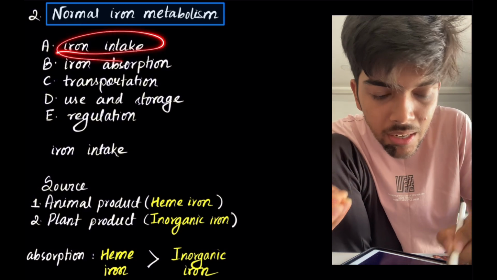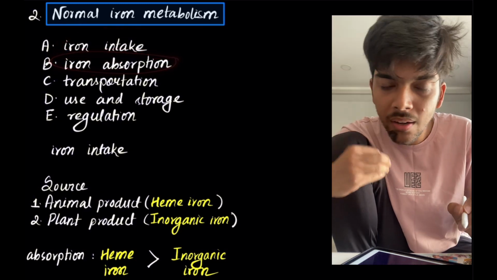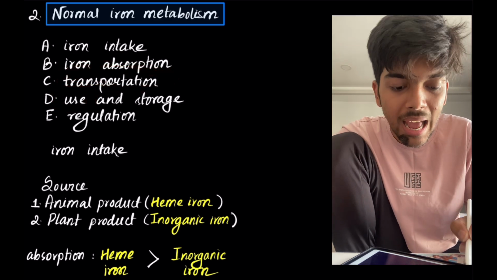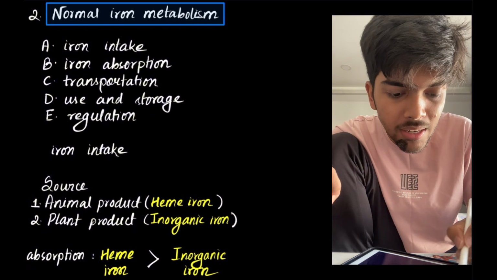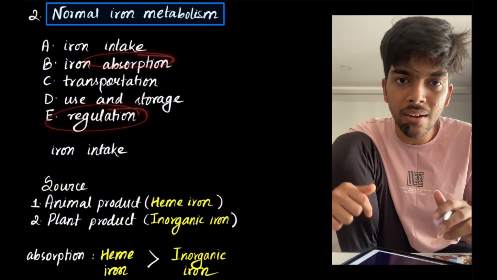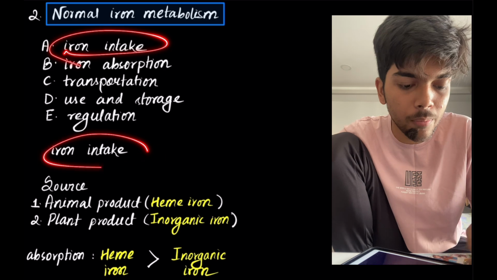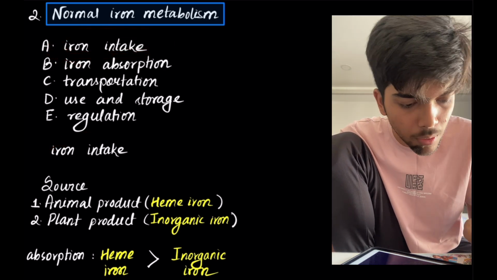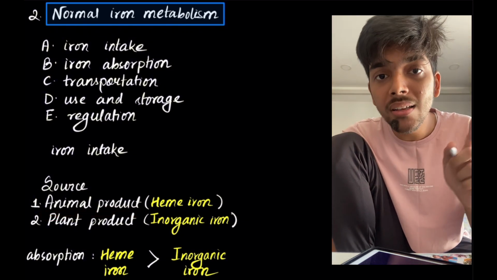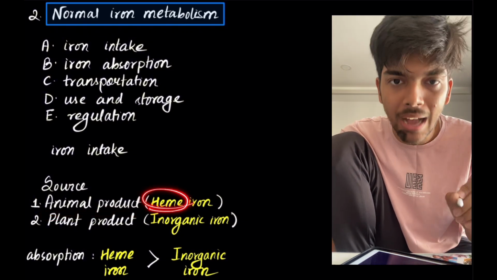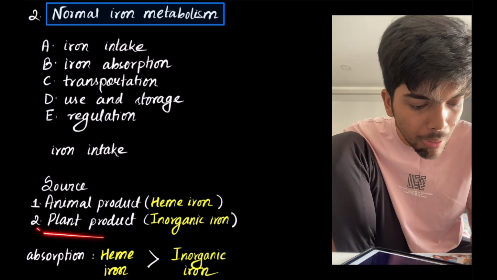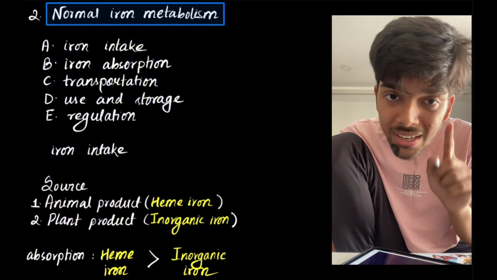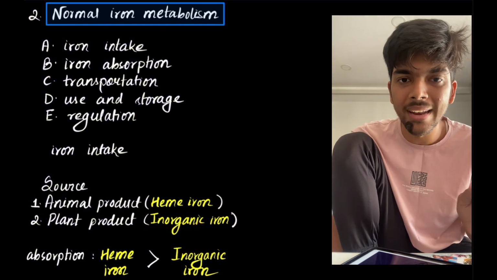First, iron is taken in, then it gets absorbed in the gut, then it gets transported through blood to different parts of the body where it gets used, and then the excess gets stored, and finally the process of absorption is regulated. First, iron intake. So there are two different sources of iron. You can get iron from animal product. The type of iron you get from animal product is heme iron, and you can also get iron from plant product. The type of iron you get from plant product is non-heme iron, which is also called inorganic iron.